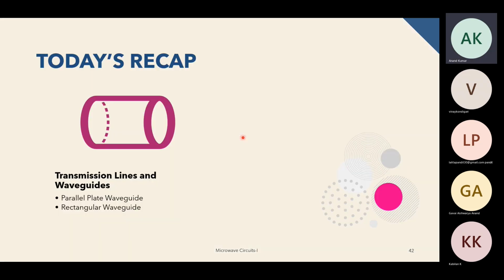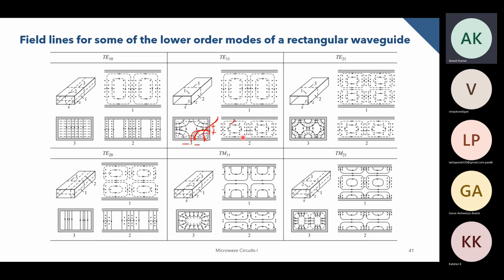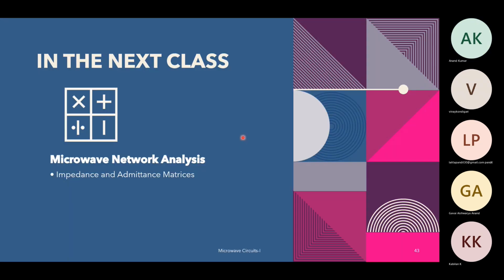Any more questions? This is all that we had planned to cover, and over here we are wrapping up module 4. Only group velocity and some dispersion topics are left, which I will include in the next module. In the next module we'll start with microwave network analysis, beginning with impedance and admittance matrices.